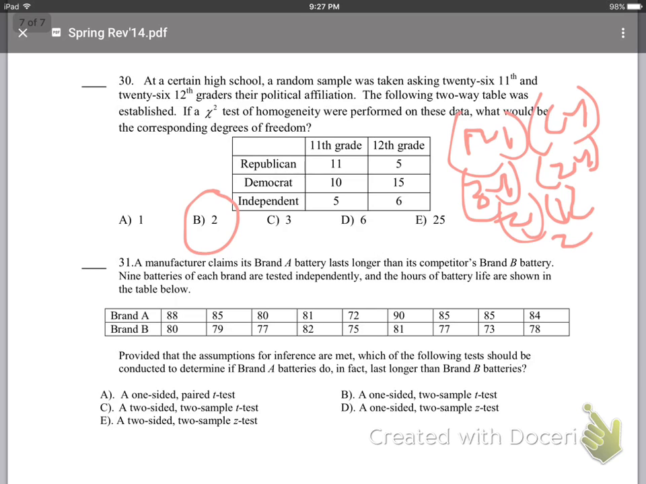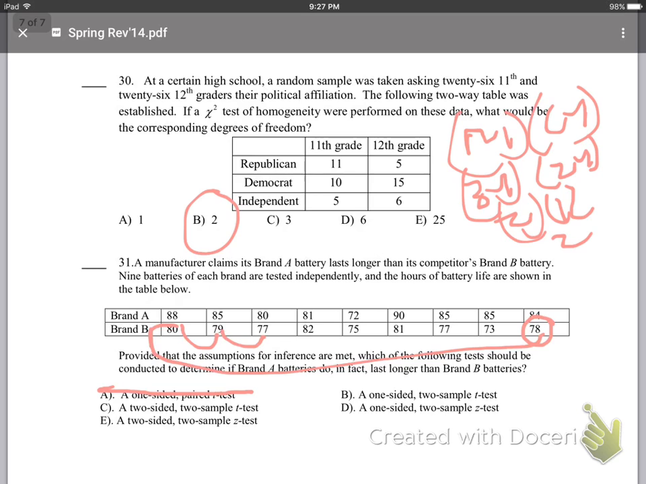Let's go here to number 31. Do you see that these are just hours of the length of time that brand A worked and then brand B? And so remember, if I was to take this guy here and put it right here and I moved all of these over, I wouldn't change anything. So because of that, this is a 2-sample t-test. This is not paired.